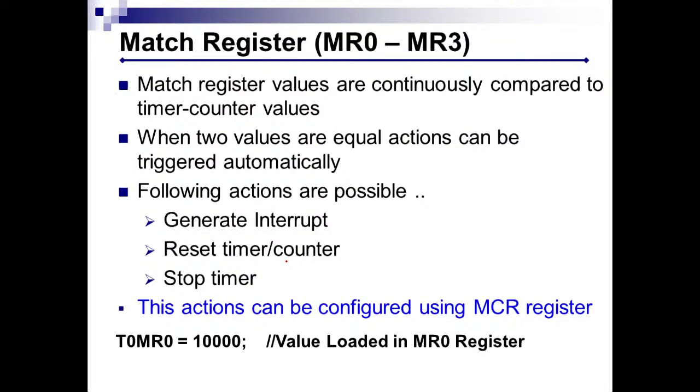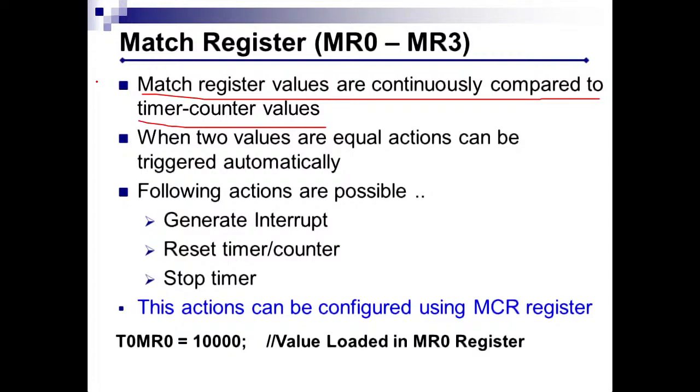Then there are match registers available. 4 match registers are given in the ARM processor: MR0, MR1, MR2 and MR3. These match register values are continuously compared to the timer counter values. So initially your timer is 0, let's say, and your match register value is 1000. With the help of the peripheral clock, the timer value keeps increasing from 0, 1, 2, 3, 4 and so on. Whenever it reaches 1000, the timer register value and the match register value will be equal.